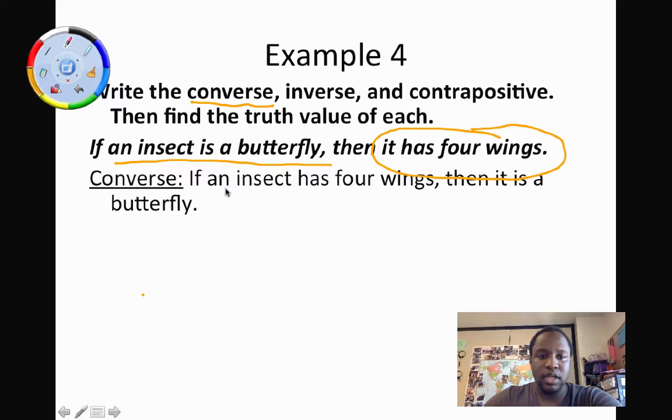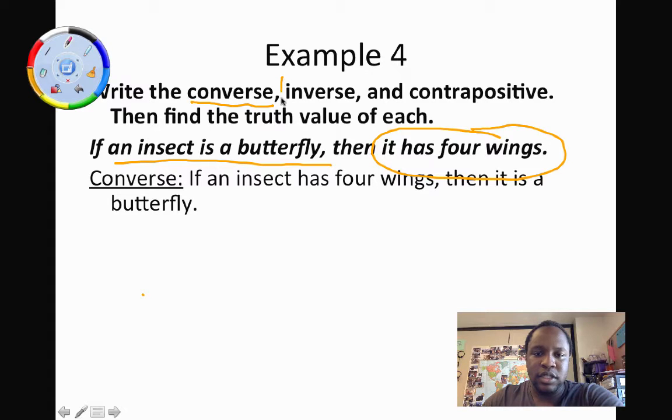If an insect has 4 wings, then it is a butterfly. Great. Now let's look at the inverse.